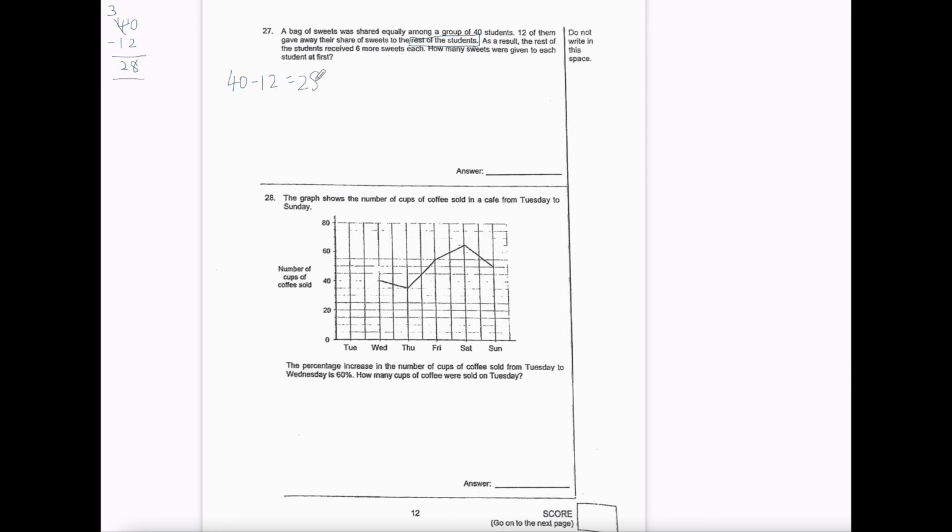So there are 28 students left, okay? As a result, the rest of the students receive 6 more sweets each. So the rest of students refer to these 28 people left, and each of them has 6 more sweets. So we take 28 times 6 to find out how many sweets were given out to these remaining people. So 168 sweets were given out to the rest of students, which are the 28 people.